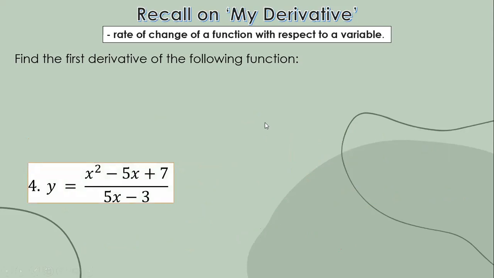We have y is equal to x squared minus 5x plus 7 over 5x minus 3. So kung kanina meron tayong product rule, ngayon naman nakita natin meron tayong numerator and denominator. Okay, so we have a function sa numerator and we have also a function sa denominator. So we will use the quotient rule. All right. So ano ba pag quotient rule? Okay. So ang sagot din diyan ay fraction, pa-fraction.